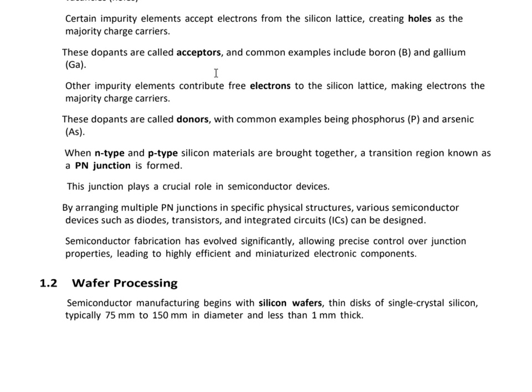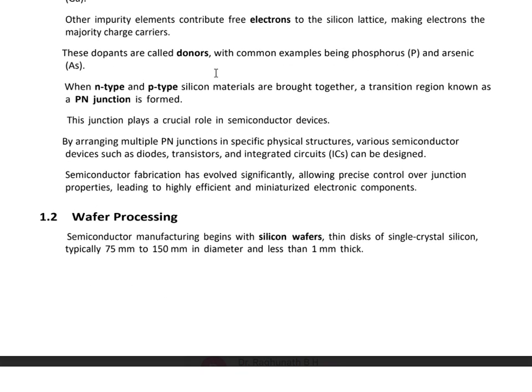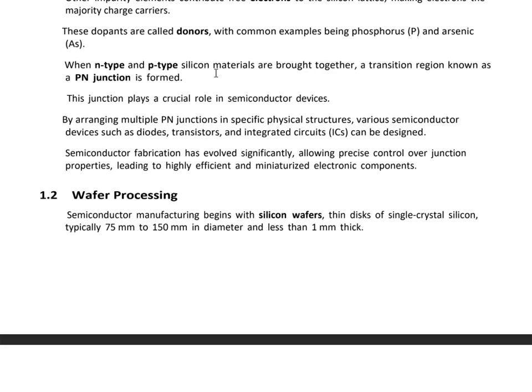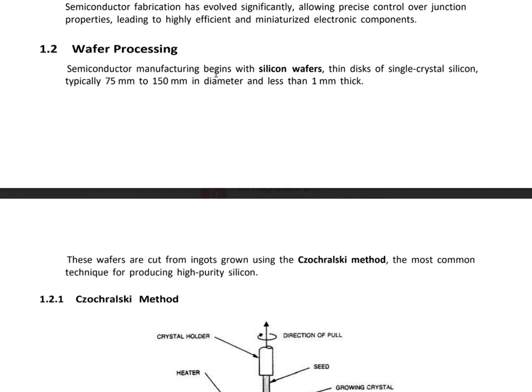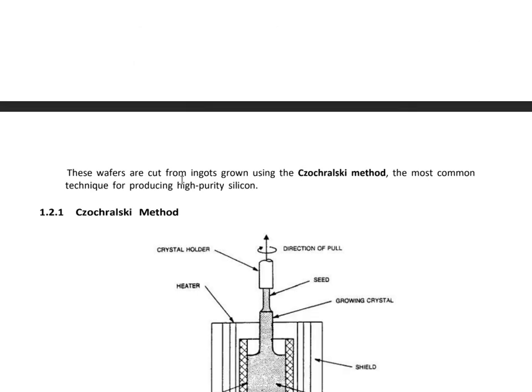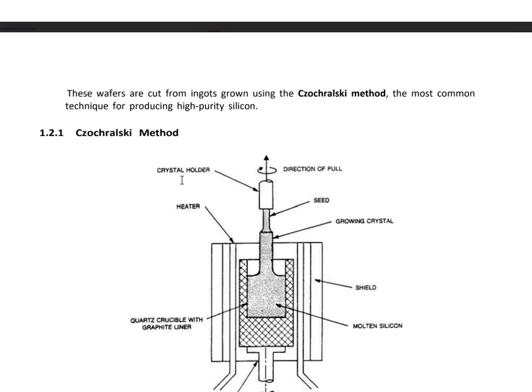When N-type and P-type silicon materials are brought together, a transition region is formed, that is the PN junction. After that, we'll be discussing wafer processing. Semiconductor manufacturing begins with silicon wafers, which consist of thin discs of single crystal silicon, typically 75 to 150 nanometer. Next, we'll be discussing the Czochralski method.